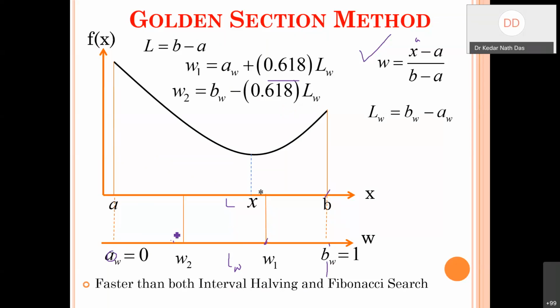So the most beautiful part of this is, if I'm taking the next iteration, this W1 will be either assigned to BW, or W2 will be assigned to AW, so that one region will be eliminated. The beauty of this is we have to evaluate only one function. So let us say if AW has been transferred to this in the next iteration, then we can calculate the W2 somewhere here. So that means W1, the function value, has already been calculated. Only one new function value needs to be calculated afterwards. That's why it is going to be faster than interval halving and also the Fibonacci search method.